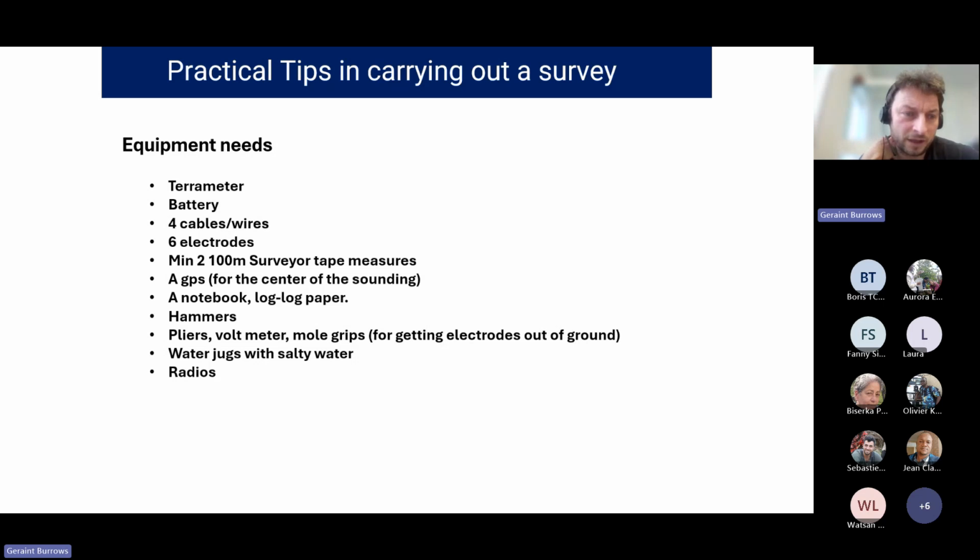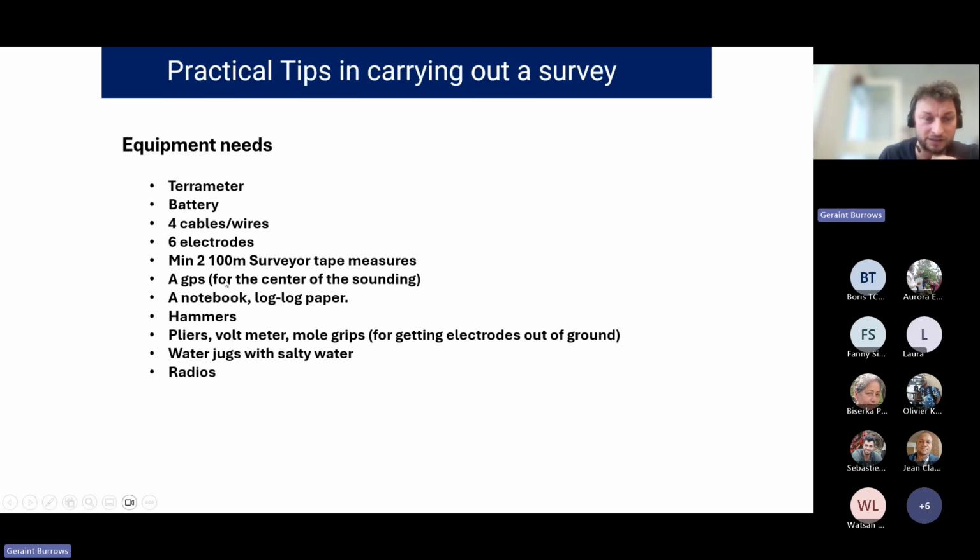The equipment needs for carrying out 1D electrical resistivity surveys: you need your thermometer, your batteries, your 4 cables, and at least 6 electrodes actually. You only need 4 for the actual measurement, but if you're carrying out constant separation traversing or vertical electrical soundings, in order to speed up the process of taking measurements, you want a lot more electrodes than the 4.